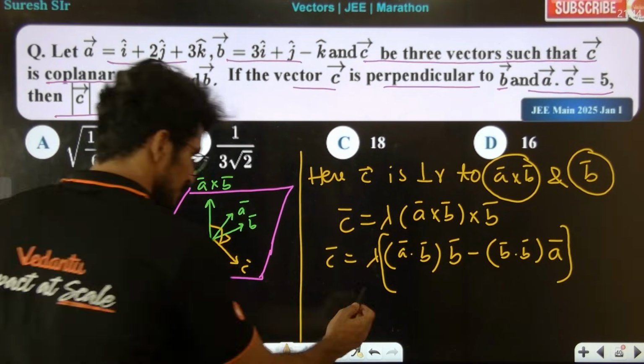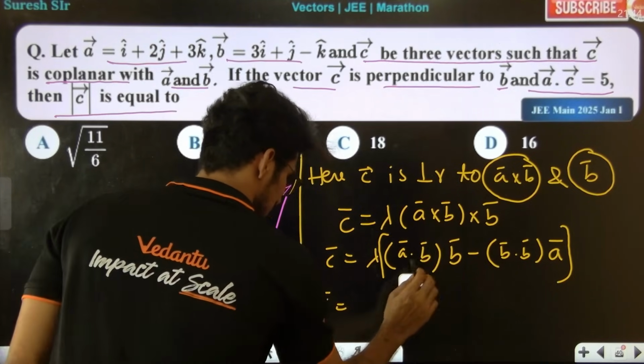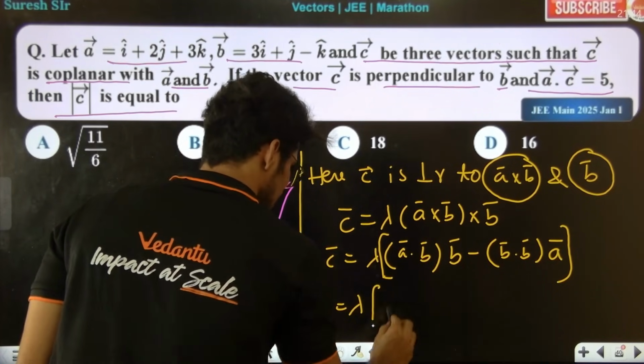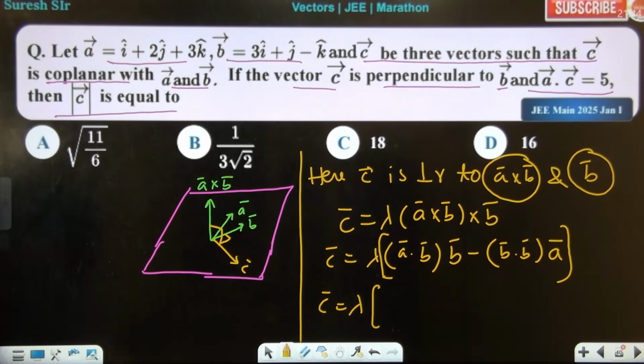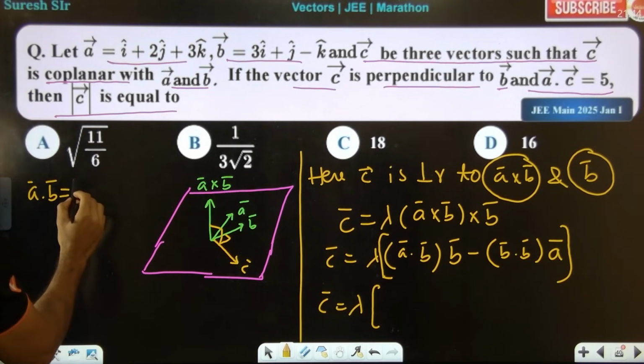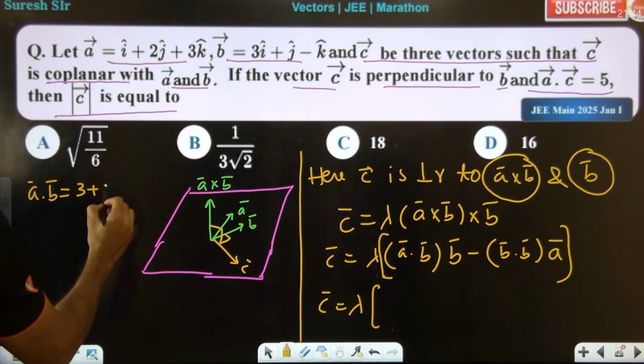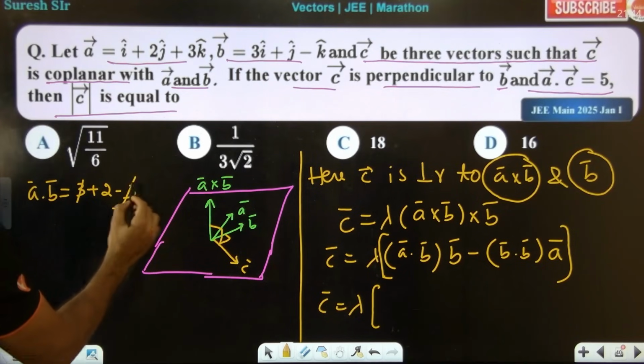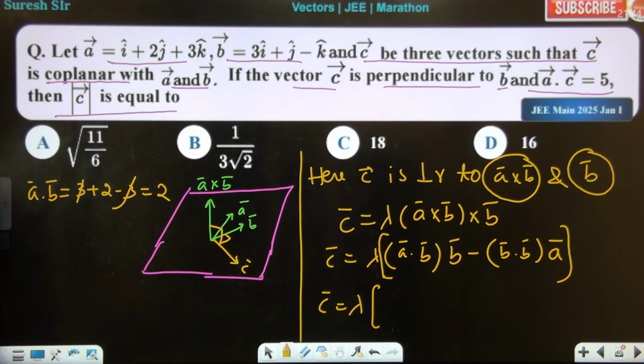C vector is what, sir? What is C vector here? Lambda as it is, A dot B. I'll do A dot B here: 3 plus 2 minus 3. So 3 cancels 2, yes or no? In a case, B dot B. So what am I going to get here?